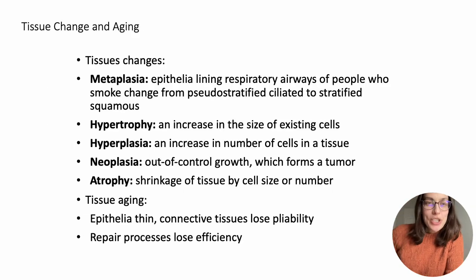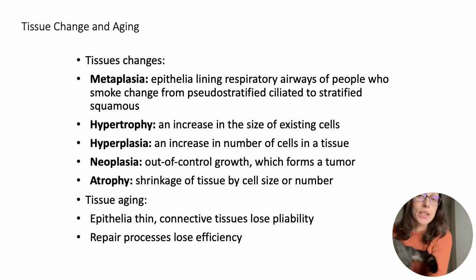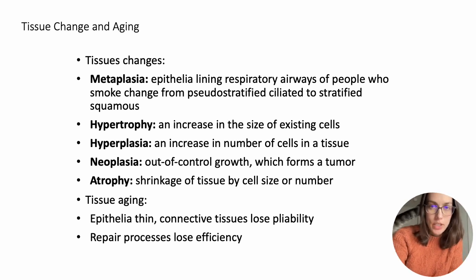Some important terms that I'd like you to be familiar with for this chapter about tissue change and aging. Metaplasia is when epithelial tissue that lines respiratory airways changes from pseudostratified ciliated to stratified squamous, and this is due to damage from smoking generally. Hypertrophy happens when there's an overall increase, like hyper, right? Increase in the size of cells in a particular tissue. So the cells get bigger. Hyperplasia is when you get more cells in a tissue.